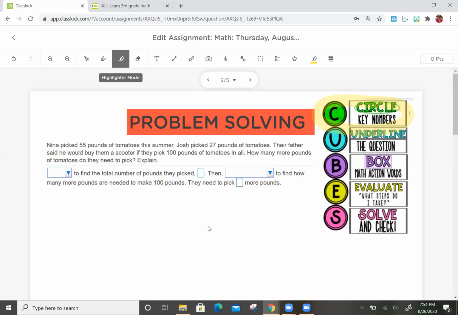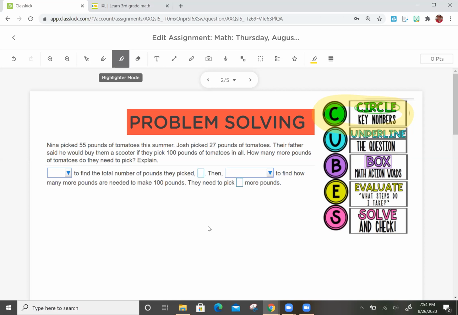First, let's read the word problem. Nina picked 55 pounds of tomatoes this summer. Wow, that's a lot of tomatoes. Josh picked 27 pounds of tomatoes. Their father said he would buy them a scooter if they picked 100 pounds of tomatoes in all. How many more pounds of tomatoes do you think they need to pick? Explain.